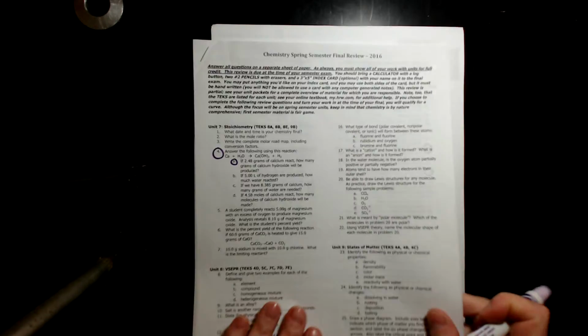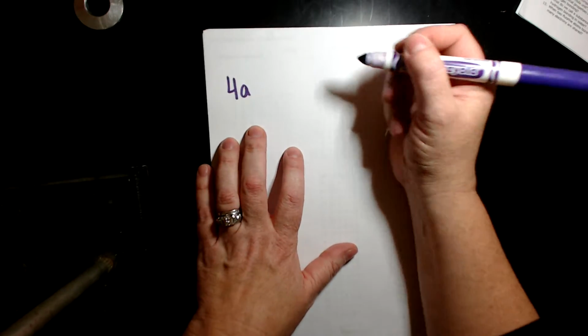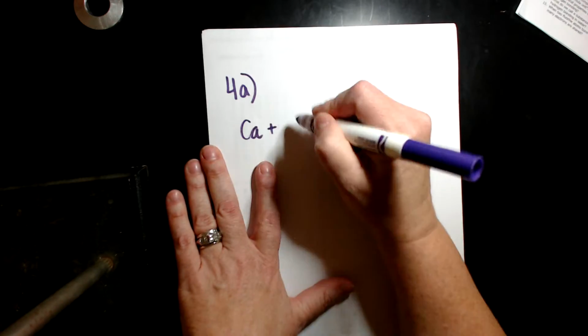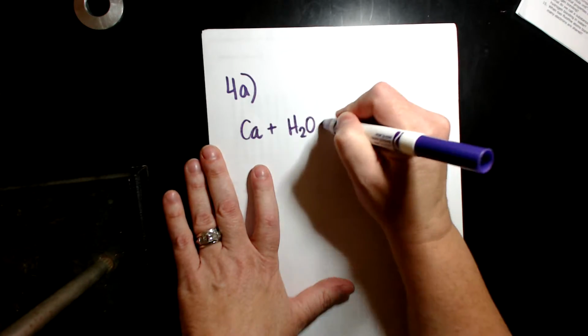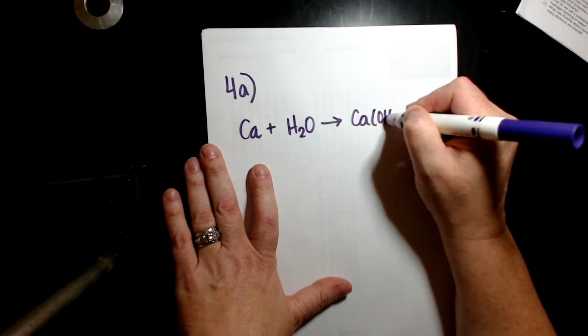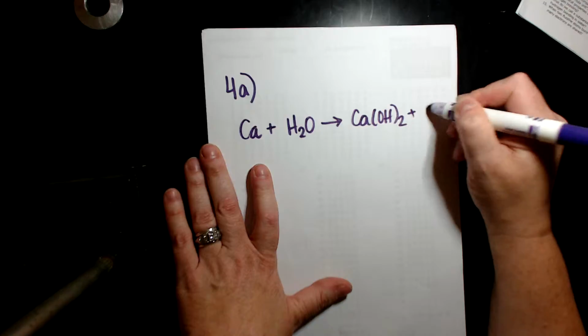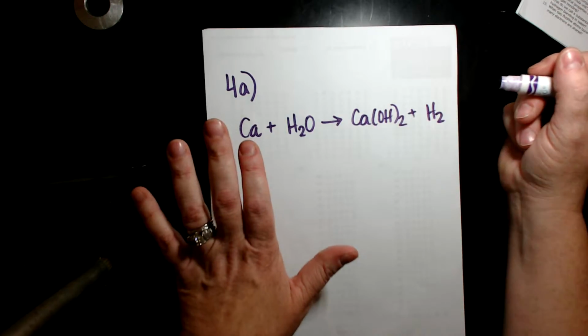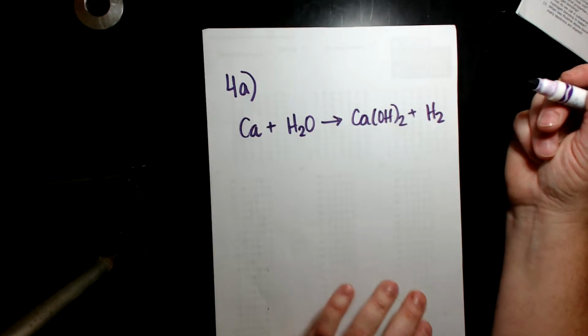All right, so I've had a request to do number 4A from the spring semester review. So the first thing that we need to do is write the chemical equation that they give us, which is calcium plus water yields calcium hydroxide plus H2. So then you need to ask, is it balanced?